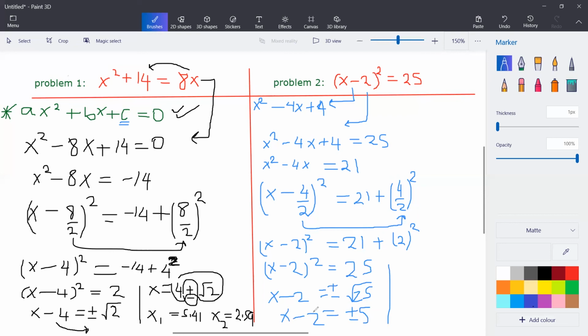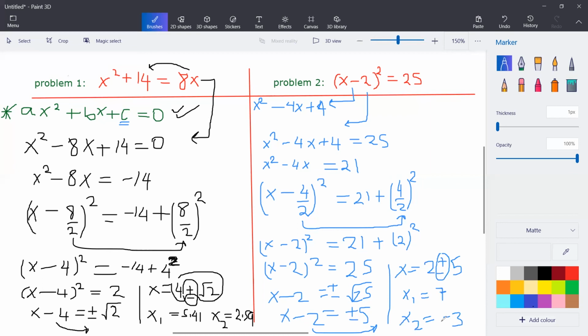So if I throw my negative 2 to the right-hand side, it will become positive because it was negative on the left-hand side. So I'll have x equals to positive 2 plus or minus root 25 or plus or minus 5, because root 25 is actually 5. So my x1 will be, if I take 2 plus 5, I get 7, okay? You get 7. My x2 will be I take 2 subtract 5. Remember, we have to use both signs. So 2 subtract 5, I get -3. So that is my answer for problem 2, okay?